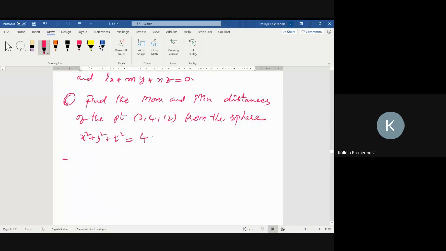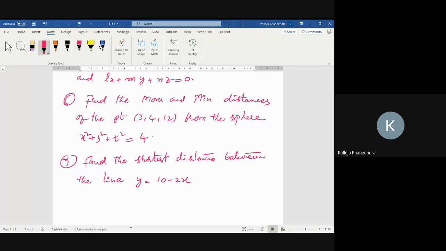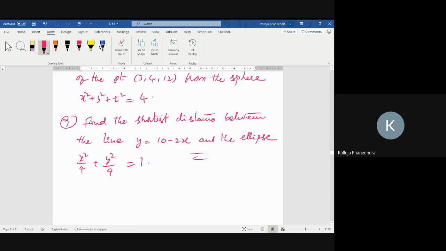Seventh, last problem. Find the shortest distance between the line y equal to 10 minus 2x and the ellipse x square by 4 plus y square by 9 equal to 1. Okay, this problem is a two condition problem. I'm giving a hint for this problem. This is also a solved problem in textbooks.